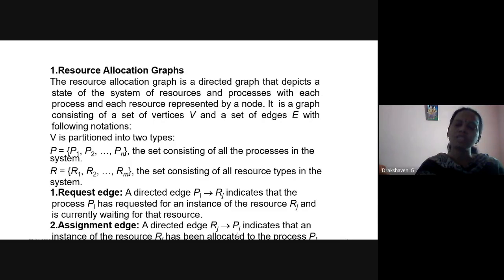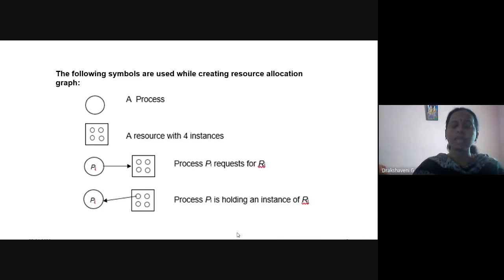A request edge, a directed edge from Pi to Rj, means that process Pi has requested an instance of resource Rj and is currently waiting for that resource. Then an assignment edge, a directed edge from Rj to Pi, indicates that an instance of resource Rj has been allocated to process Pi. That is how you can draw a graph.